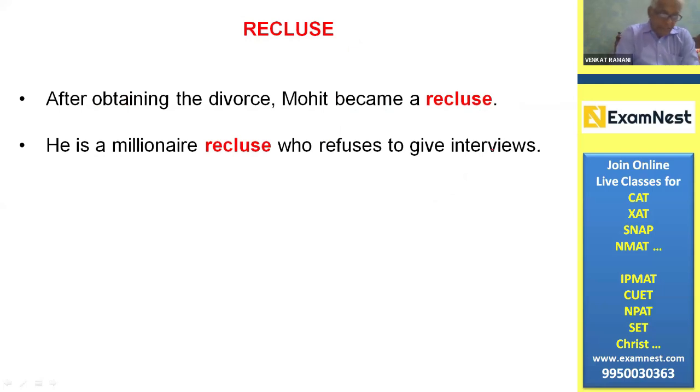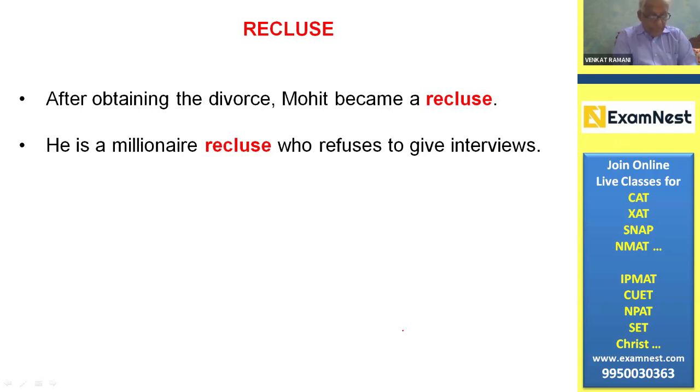Recluse is, in other words, a hermit, an ascetic, an introvert, a loner, keeps to himself. Right? The opposite of recluse would be a socialite, someone who's sociable, someone who's gregarious.